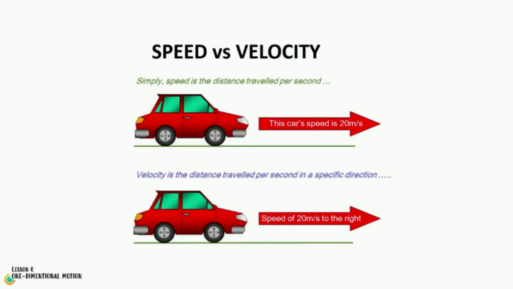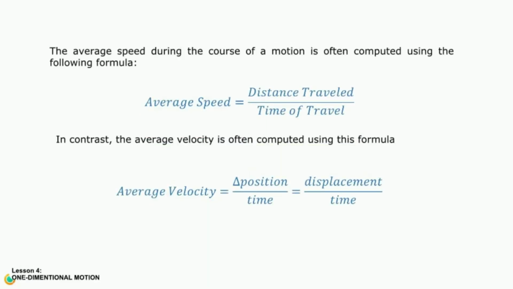Speed versus velocity. Speed is simply the distance that is traveled per second, while velocity is the distance traveled per second in a specific direction. In this picture, speed is simply the car's speed of 20 meters per second, while velocity is 20 meters per second to the right. Now let us study how their averages are calculated.